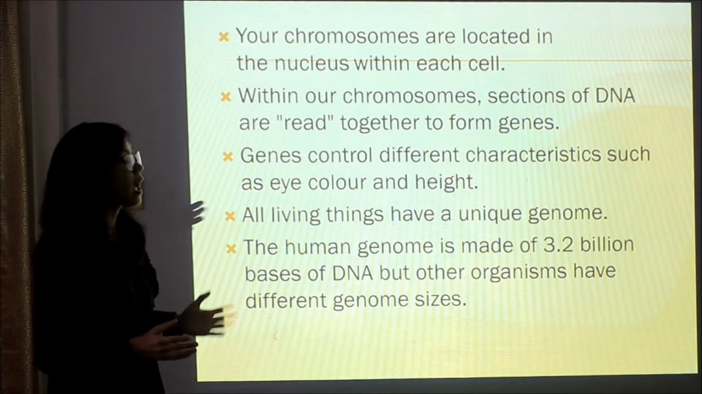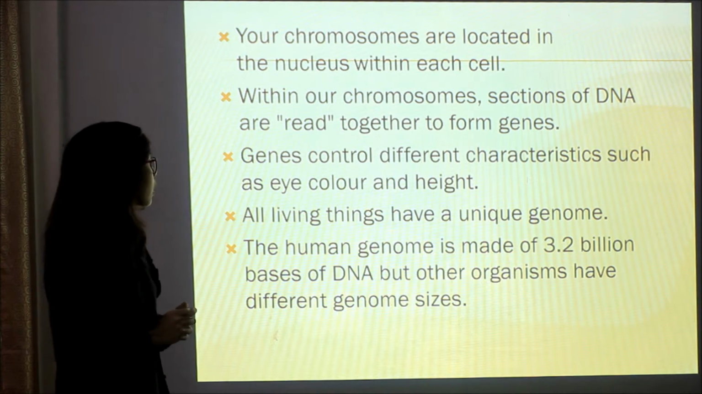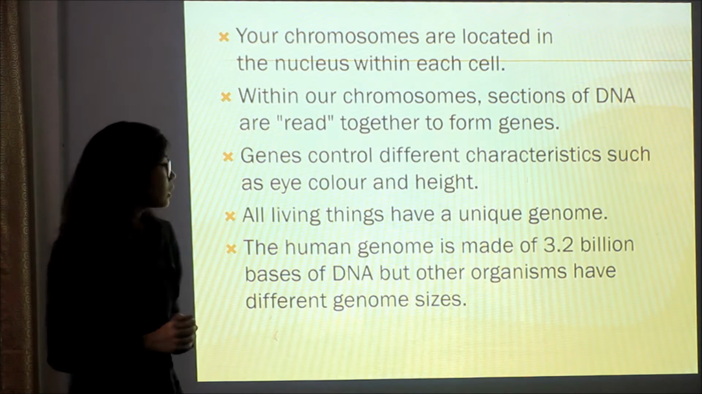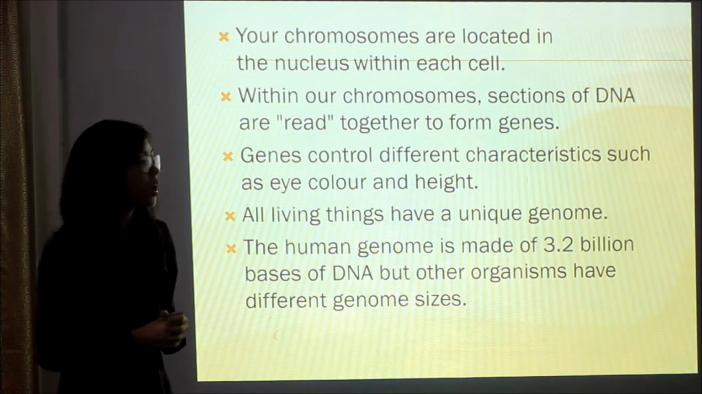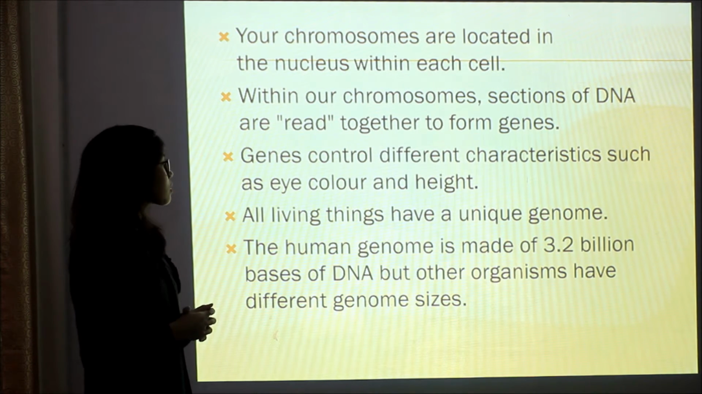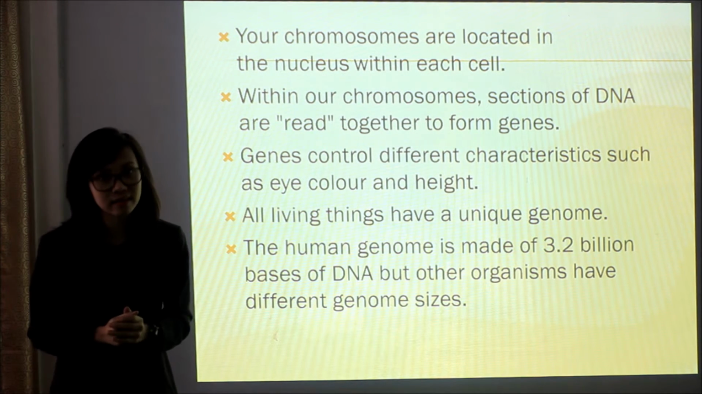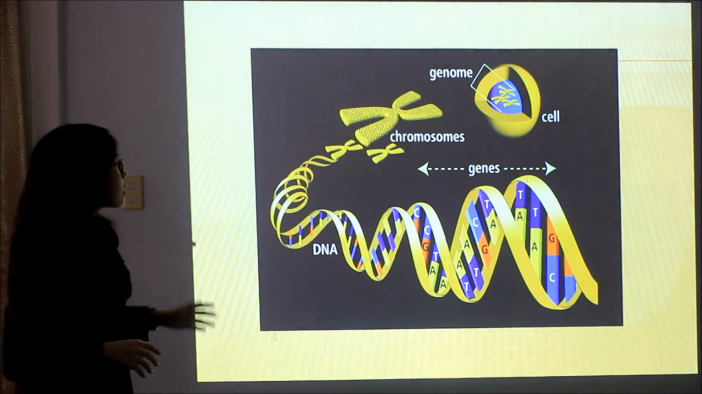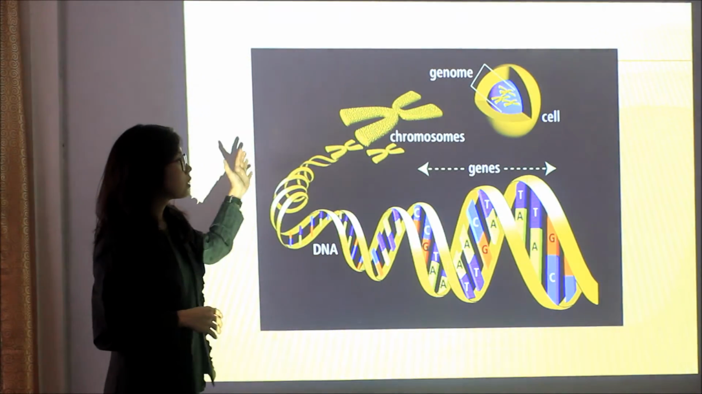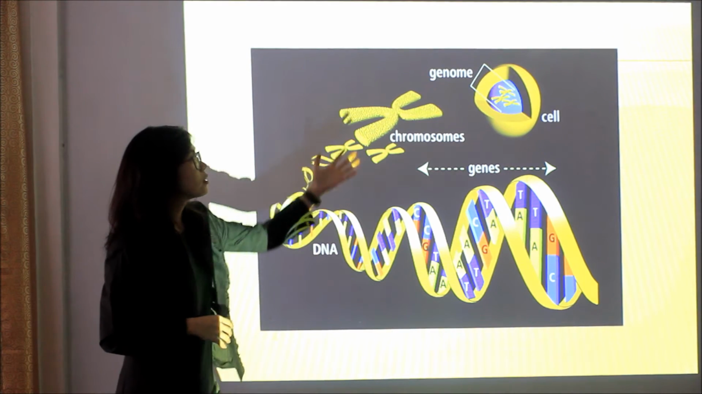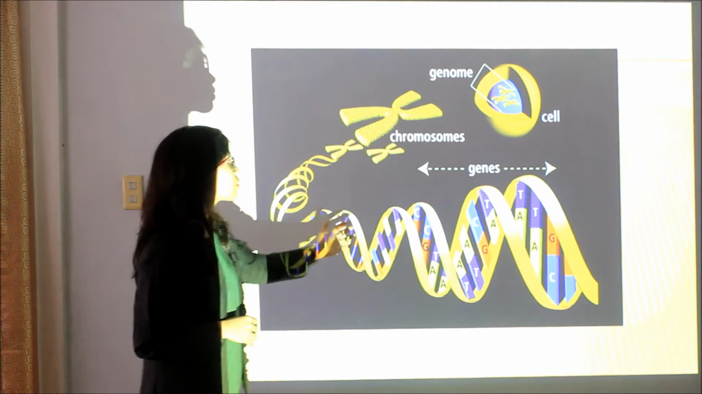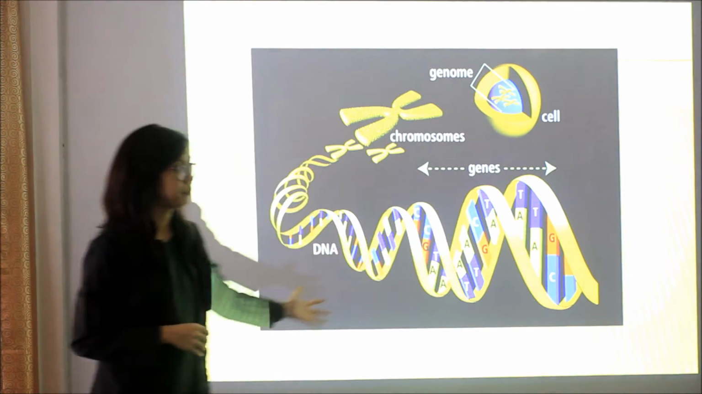All living things have a unique genome. The human genome is made up of 3.2 billion bases of DNA, but other organisms have different genome sizes. Next, this is the diagram of the genome: the genome inside the cell, the chromosome, the DNA, and these are the genes.